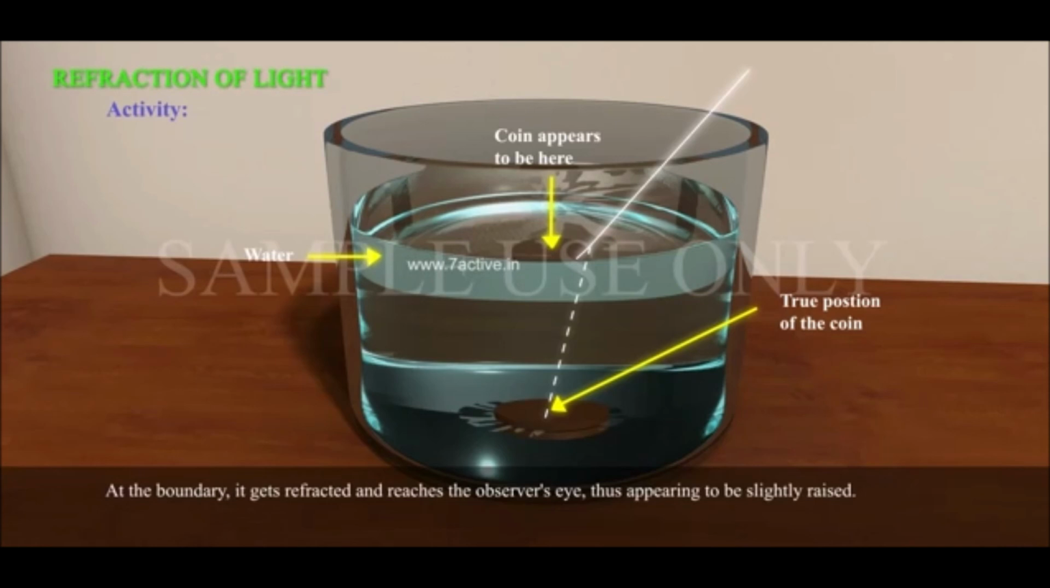Activity: suppose we were to place a coin in a glass of water. The light bouncing off the coin under water, for instance, would have to first travel through the water and then the air to reach an observer's eye. At the boundary it gets refracted and reaches the observer's eye, thus appearing to be slightly raised.